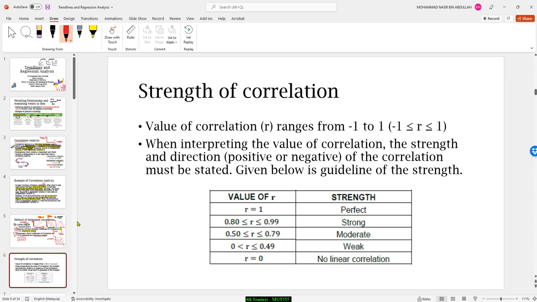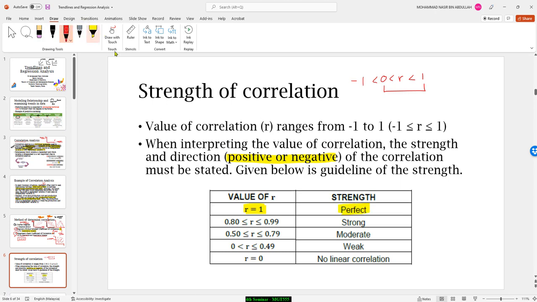So 0 to 1 is just an indicator lah, right? So 0 to 1 is an indicator to measure the perfect, strong, moderate, and weak and no linear correlation. So it can also be until -1. So negative means negative correlation lah. So kita tengok the definition dekat sini. So when interpreting the value of correlation, the strength and direction, positive and negative, of the correlation must be stated. So the guideline of the strength, kalau R is equal to 1, means that it's a perfect correlation.